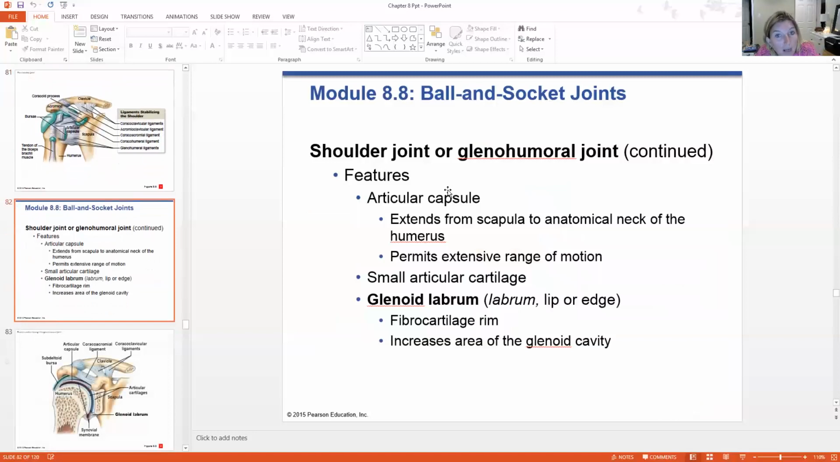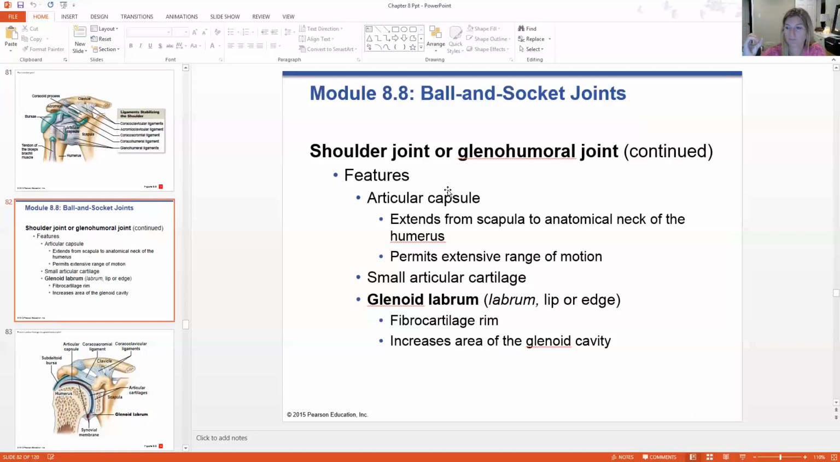There's the articular capsule that goes from the scapula to the anatomical neck of the humerus. That is what is allowing for that extensive range of motion. There's very little articular cartilage, and there's something called a glenoid labrum. The labrum is kind of like a big catcher's mitt inside of that cavity. It's extending the rim of the cavity, making it deeper and allowing for more surface area for more attachment.